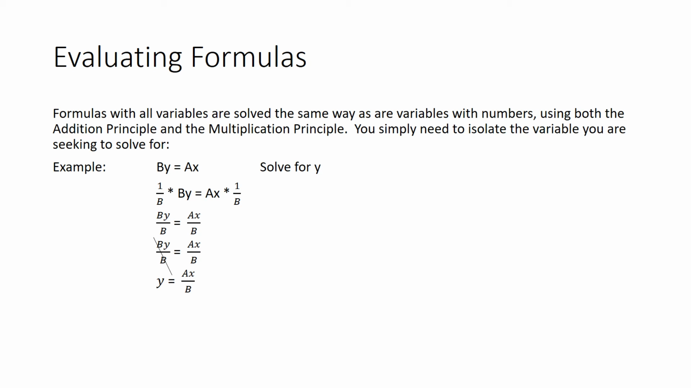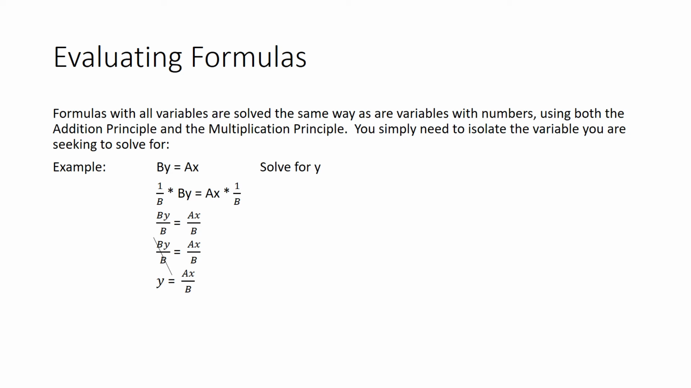Let's look at this. by equals ax. I'm going to do the same principle as we learned before. In this case, I'm going to do the multiplication principle. I want to solve for y, which means I need to isolate the y by itself. How do I get rid of that b, that by? Multiply times 1 over b. If I do it to one side, do it to the other.